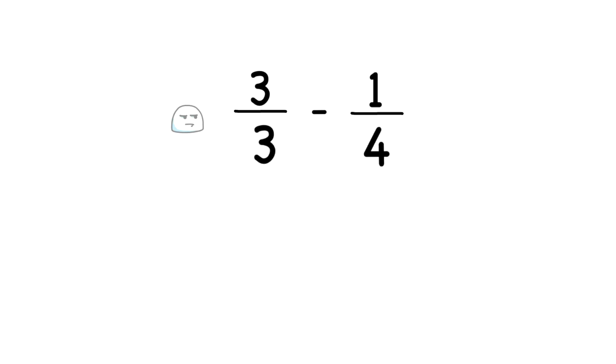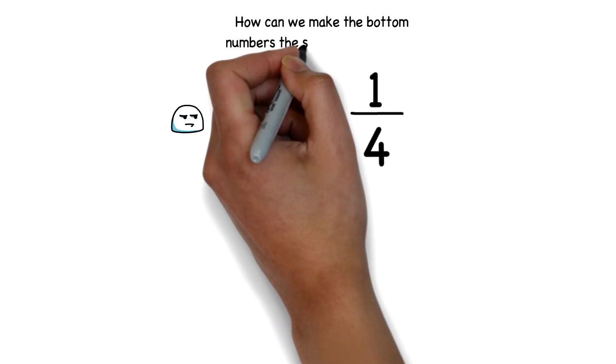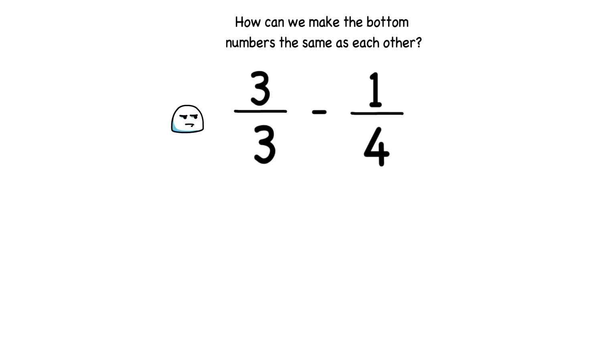Let's just try one quick example with a subtraction that has a different number on the bottom. 3 over 3 minus 1 over 4. Again, a 3 doesn't go into a 4 and a 4 doesn't go into a 3, so we have to think about a number that both of those numbers go into.